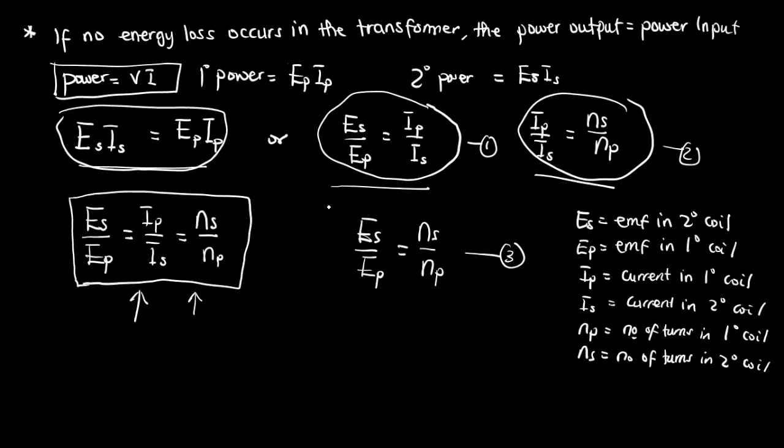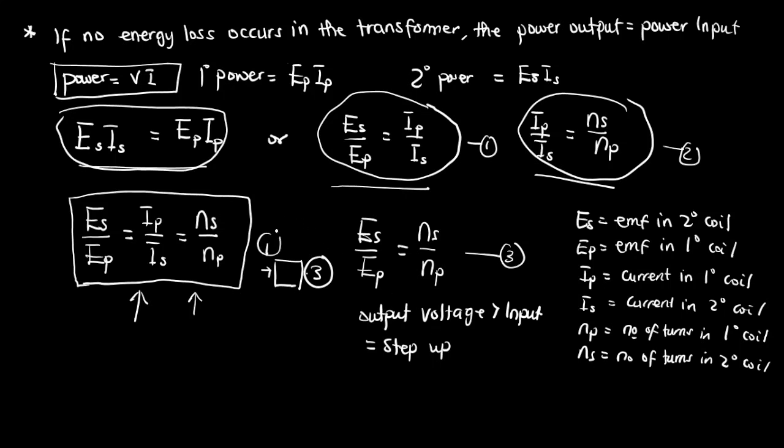So if the output voltage is greater than the input voltage, then we say the transformer is a step up transformer. This is a step up. It's like you have a device, you give it one apple and then it produces, let's say, 3 apples. It has increased the number of apples that you have. So if the output, which in this case is the voltage output, is more than the input, then we say it is a step up transformer.